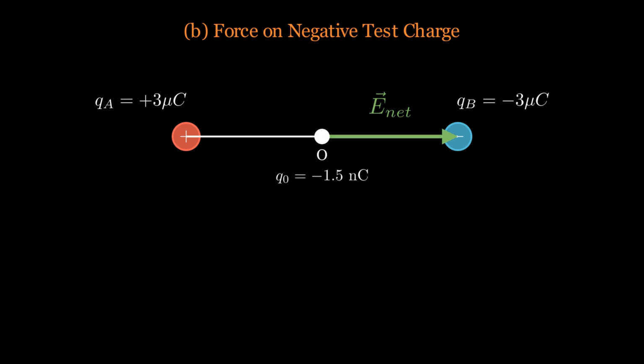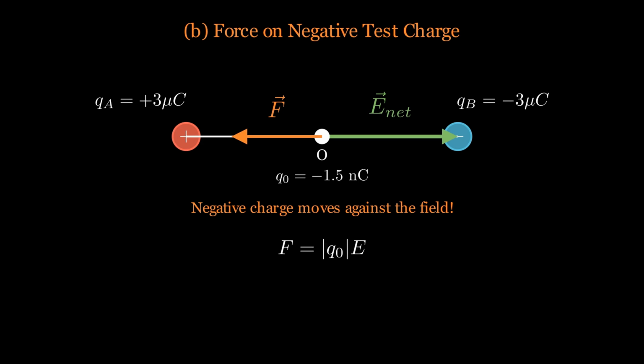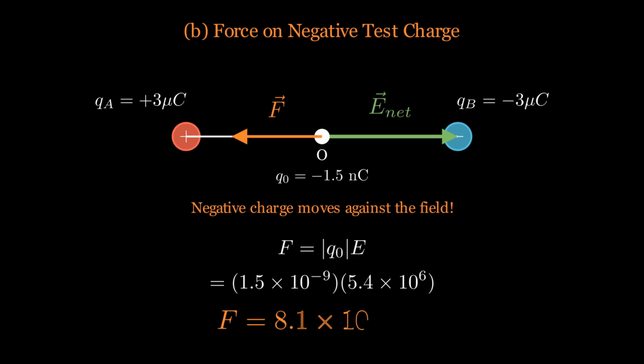We use the formula F equals Q times E, but be careful with the direction. Since our test charge is now negative, it feels a force opposite to the electric field. The field points to the right, so the force points towards the left. Mathematically, we multiply the magnitude of the test charge by our field from part A. The result is 8.1 times 10 to the power minus 3 newtons.